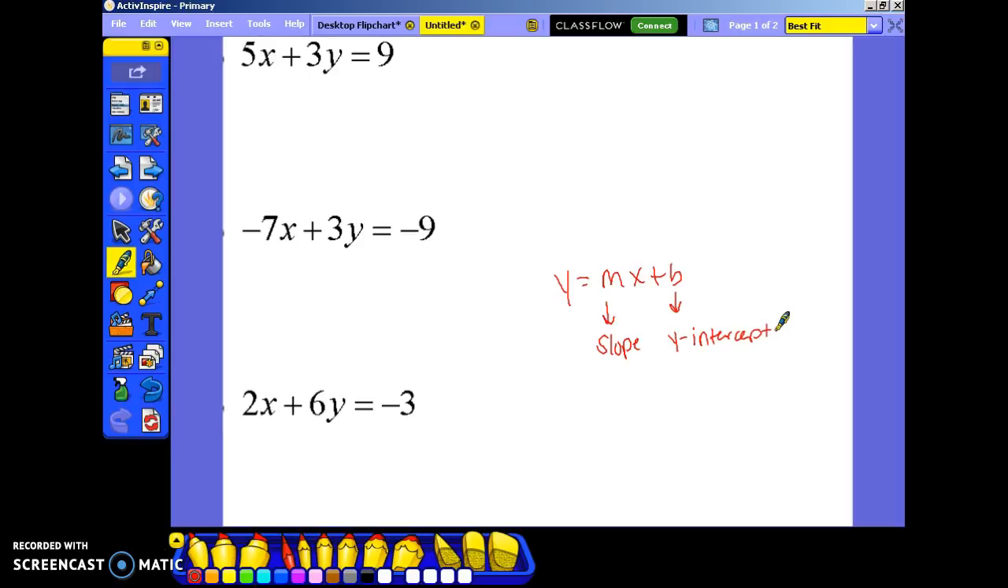So in order for you to know your slope or your y-intercept, you have to have y by itself. These equations are all in standard form. Standard form is when you have something x plus something y equals some number. Since these are in standard form, we want to change them, isolate the y variable so that we get y by itself, so that we are in slope-intercept form. So we can identify the slope and identify the y-intercept.